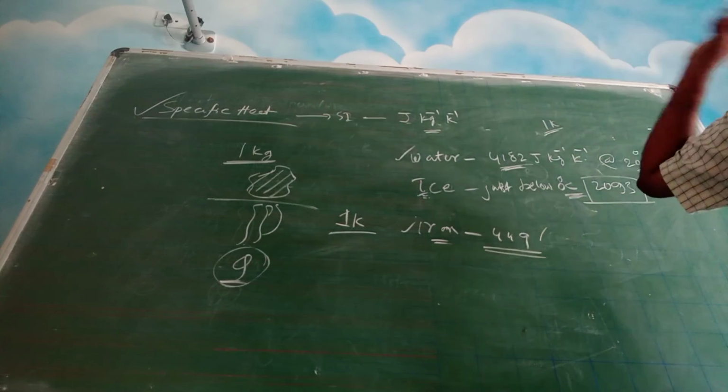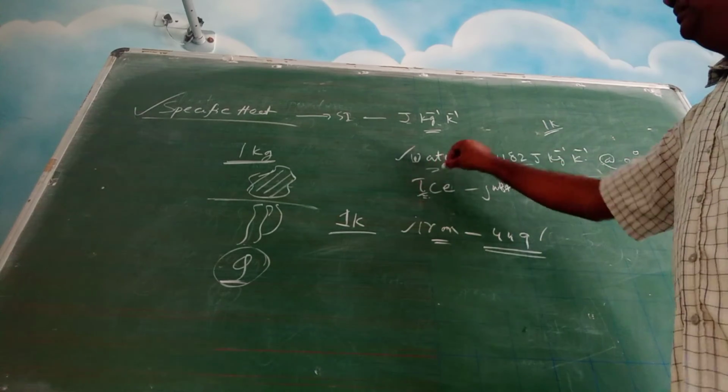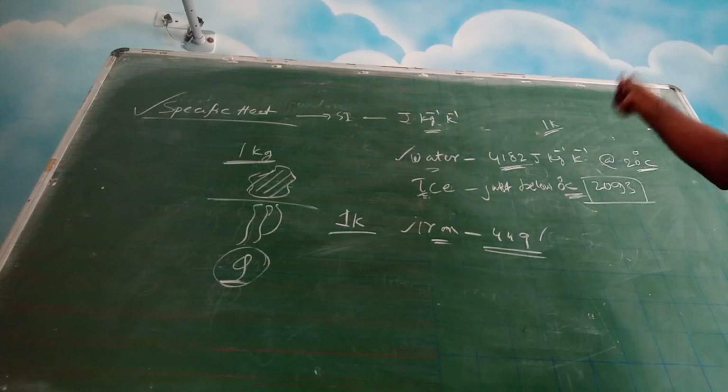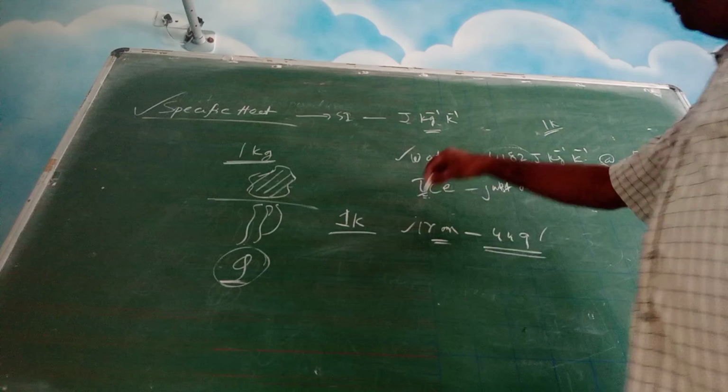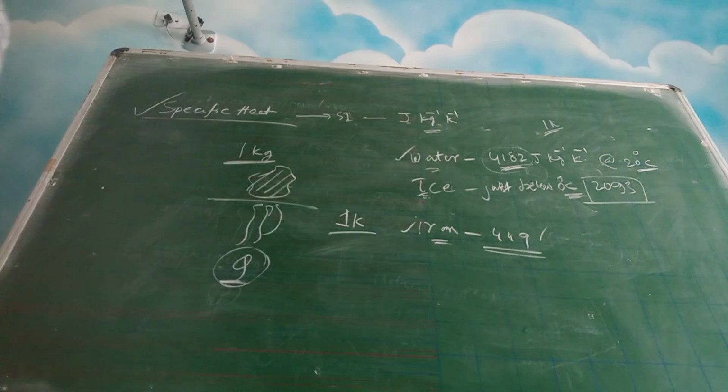This is not by 1 degree Celsius. Originally the temperature was 20 degrees Celsius, which is 293, then it became 294, by giving this much heat. So this is all about specific heat of a substance.